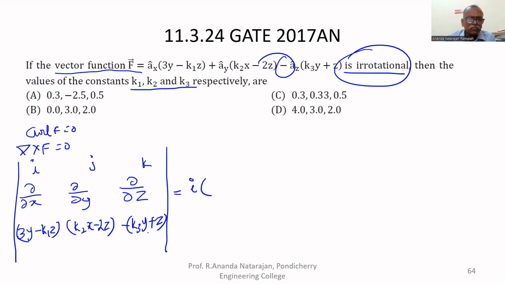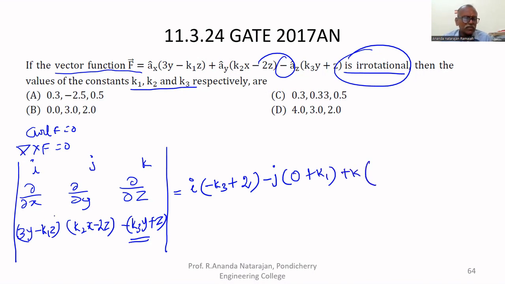If you differentiate this with respect to y, you will get minus k3. If you differentiate this with respect to z, you will get plus 2, minus j. If you differentiate this with respect to x, you will get 0. If you differentiate this with respect to z, you will get plus k1, plus k. If you differentiate this with respect to x, k2.